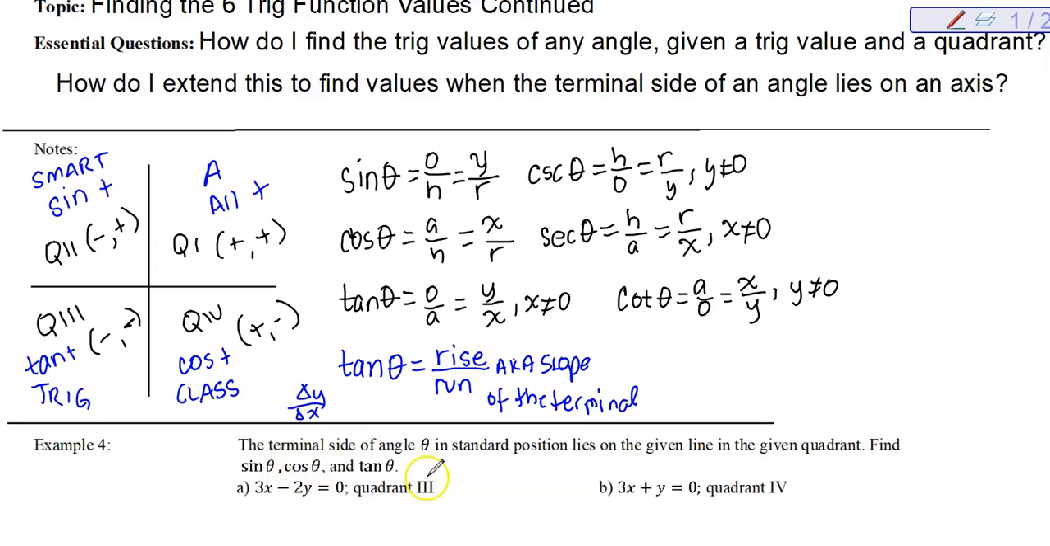Okay, so tangent's a lot of things, but I think it's really critical to start understanding that tangent is your slope. It's the slope of your terminal side. And if you're working on a coordinate plane and you're working on graph paper, it's easy to identify tangent. Okay, so there's that.